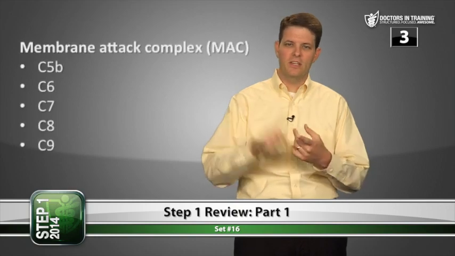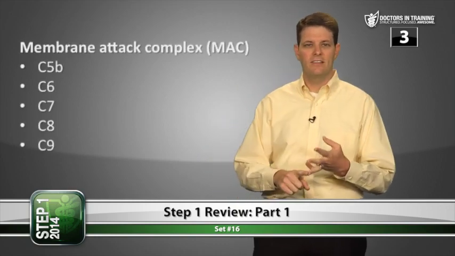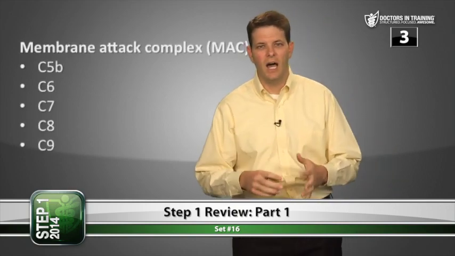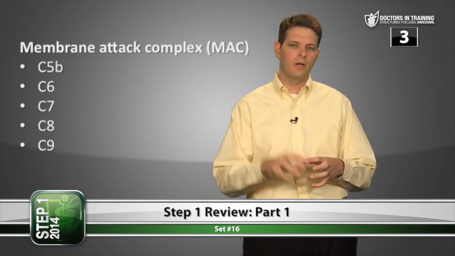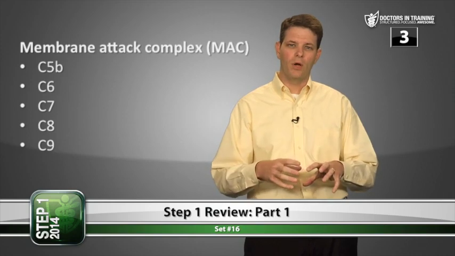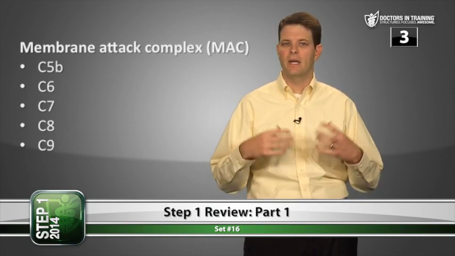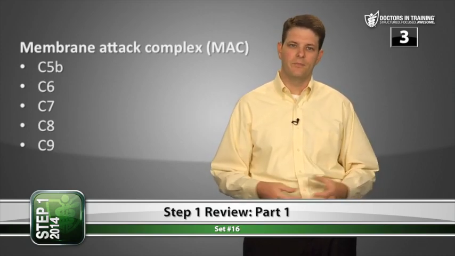And which complement proteins form the membrane attack complex? So you can think of the membrane attack complex like assembling a gun. You have all these different pieces to put together. There's C5b, C6, C7, C8, and C9, all these different complement components. Then they get inserted into the plasma membrane one at a time until there's this big hole in the membrane that disrupts the cell's ability to maintain homeostasis, so the cell dies.